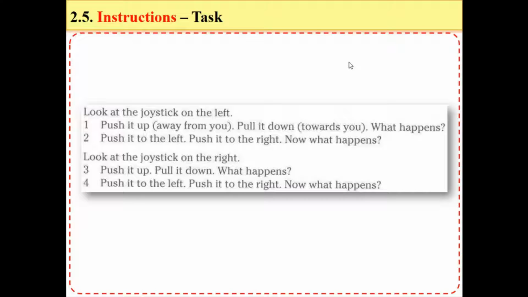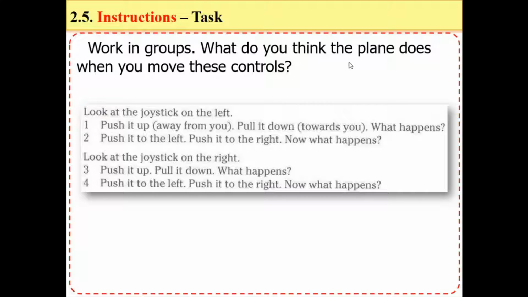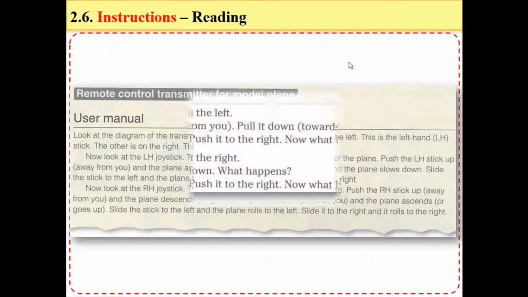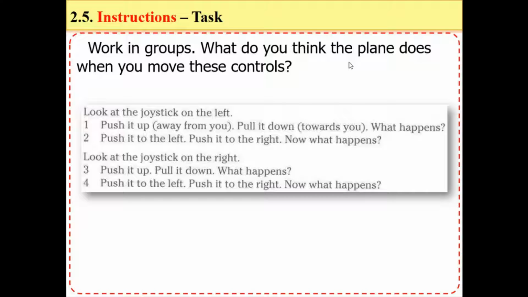And instructions, we move on to the text. Working in groups, what do you think the plane does when you move these controls? Look at the joystick on the left. First, push it up away from you. Pull it down toward you. What happens? Push it to the left. Push it to the right. Now what happens? Look at the joystick on the right. Push it up. Push it down. What happens? Push it to the left. Push it to the right. Now what happens? Okay, and now work and correct your answer.